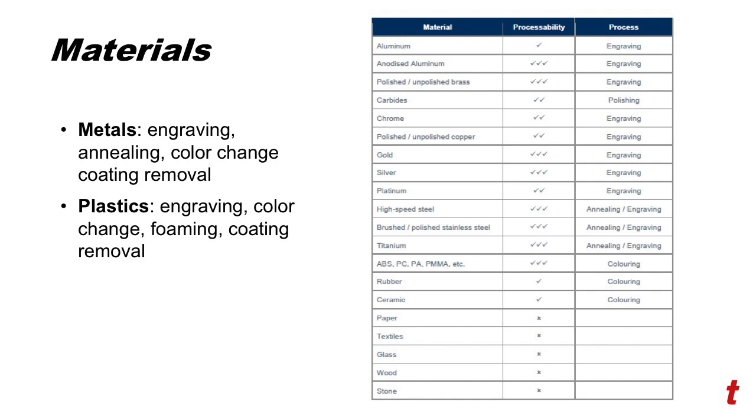Focusing on the fiber laser, as well as the Galvo systems, the materials that can typically be processed are mainly metals and some plastics. Metals have the ability to engrave, anneal, change color, and also have the coating removed with a fiber laser, whereas plastics will also produce some engraving, color change, foaming, and coating removal. Here's a chart of the possibilities and ability of some of the more common materials laser processed with a Galvo fiber or just a fiber laser.